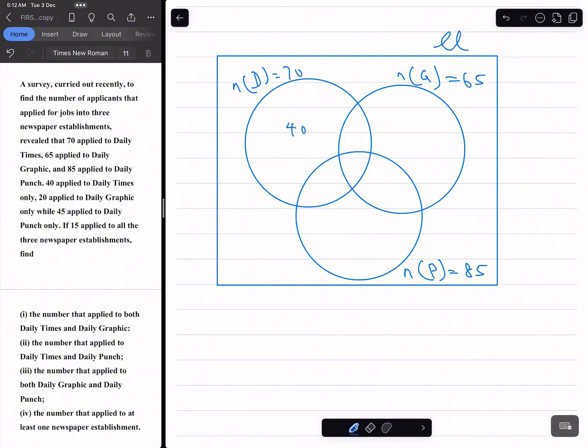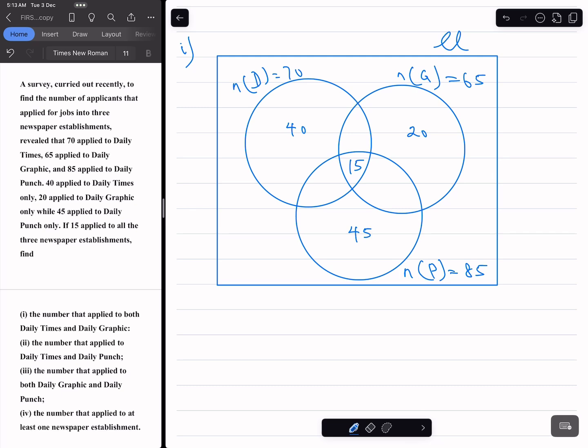20 applied to Daily Graphic only. The people here are those that applied to Daily Graphic only, while 45 applied to Daily Punch only. The people here represent those that applied to Daily Punch only. If 15 applied to all the 3 newspaper establishments, find Roman figure 1.